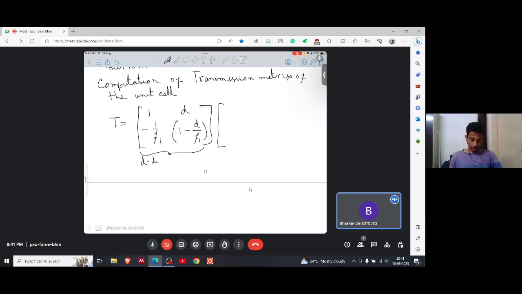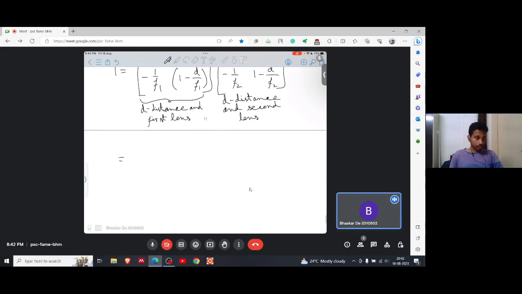Then the distance d and the first lens, then again [[1, d], [0, 1]] times [[1, 0], [-1/f2, 1]], which is [[1 - d/f2, d], [-1/f2, 1]]. This is the second distance d and the second lens.